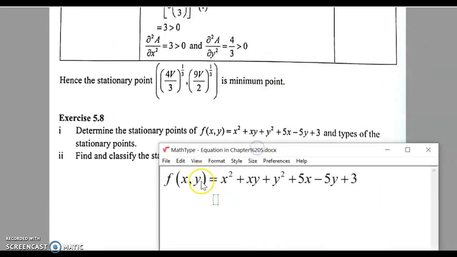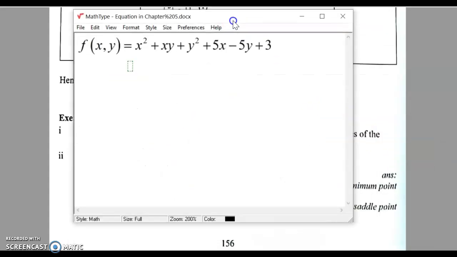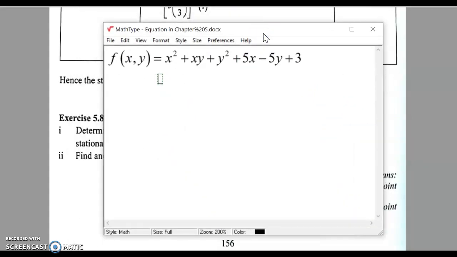Alright, so this is the function. Okay, first let's find the stationary point. To find the stationary point, again, it talks about the slope that is equal to 0, or you can imagine a horizontal line on the graph. So when we say that the slope is equal to 0, it also means that the partial first derivatives of this function with respect to x and y should also equal 0. So let us write that down.